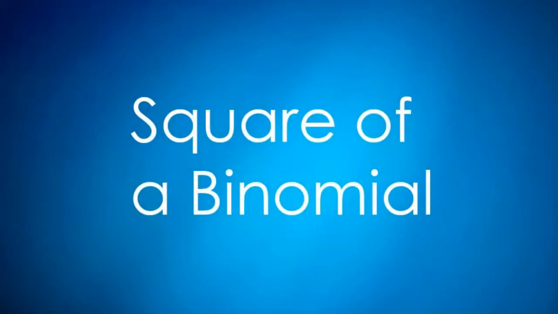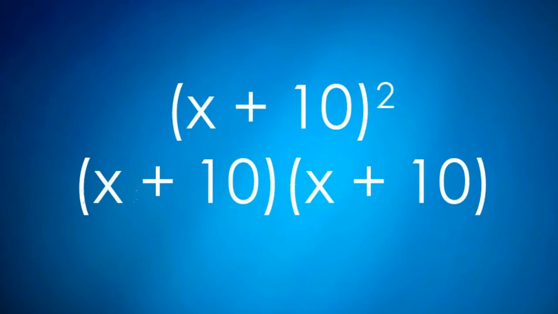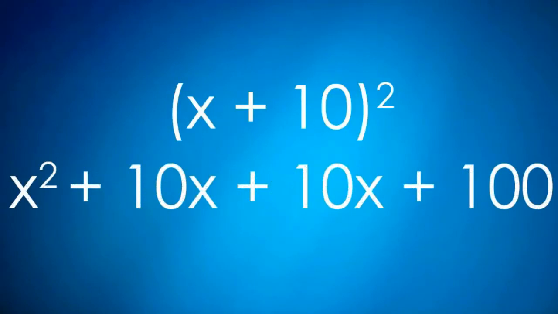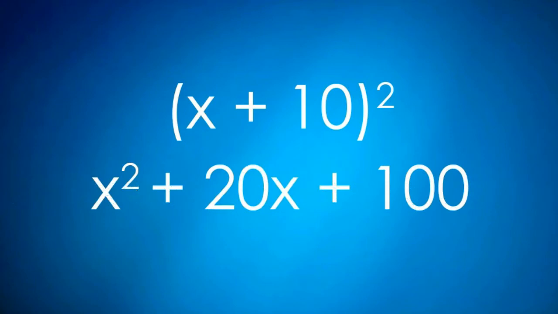Now let's move to our second type of binomials under special products, the square of a binomial. Let's have some more examples on square of a binomial. Consider we have quantity x plus 10 squared. This equation is equal to quantity x plus 10 times quantity x plus 10 when expanded. By using the FOIL method, the equation will be equal to x squared plus 10x plus 10x plus 100. Combining similar terms, the equation will be equal to x squared plus 20x plus 100, since 10x plus 10x is equal to 20x.